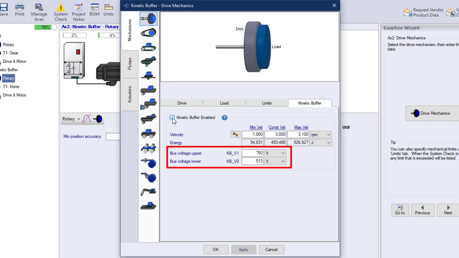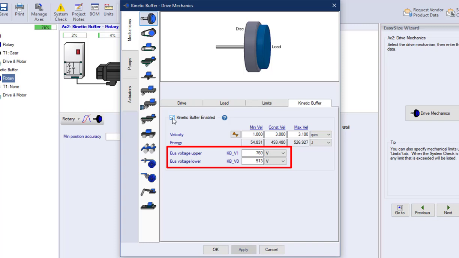When the DC bus rises to the upper voltage limit, the kinetic buffer engages and the drive accelerates the flywheel to feed energy from the DC bus to the flywheel as needed to maintain the DC bus upper voltage limit. The flywheel speed increases as more energy is added, up to the max velocity limit. One design objective is to size the kinetic buffer so the max velocity is never reached. If reached, an alarm occurs in system check.